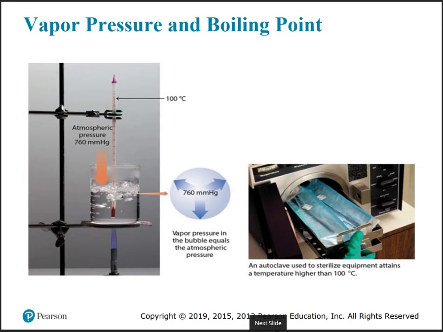This is a depiction of some of the ways that vapor pressure is used. So you can do this in a lab, like on the left, or on the right. Autoclaves are used in research all the time and in hospitals. And so they increase the external pressure so that you can get a higher temperature for steam to sterilize things. So those are just two examples.